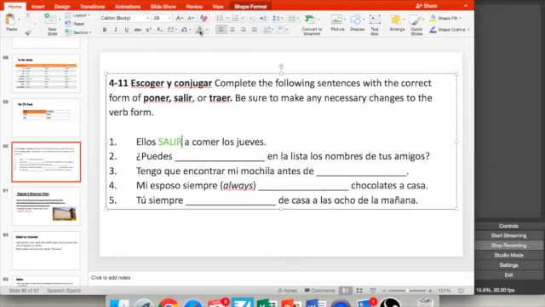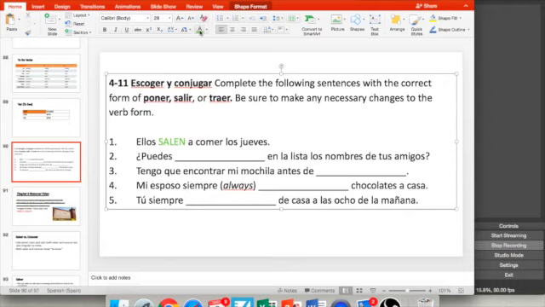So let's take salir, chop off our ER, and to say that they go out to eat, we need to add our normal ellos form ending, which in this case is an en. So ellos salen a comer los jueves. We didn't have to change anything else because it wasn't the yo form.